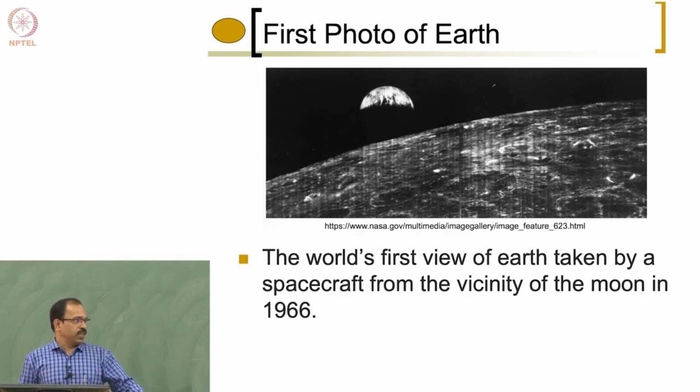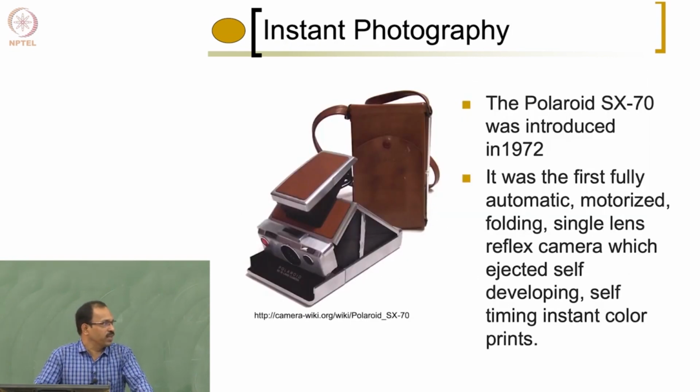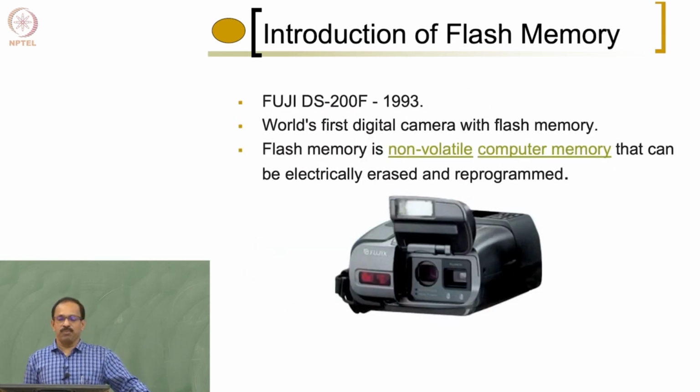And then the first photo of Earth was taken in 1966, again using cameras. And then we have instant photography, Polaroid, the second generation of instant photography. And you have flash memory coming up, because memory was an issue with the camera. So digital photography and flash memory were introduced: non-volatile computer memory that can be electronically erased and programmed. That was introduced into the camera, so now you have large memory capacity in the camera.